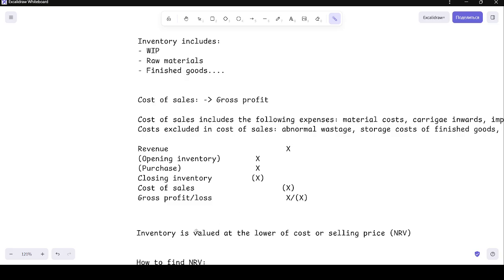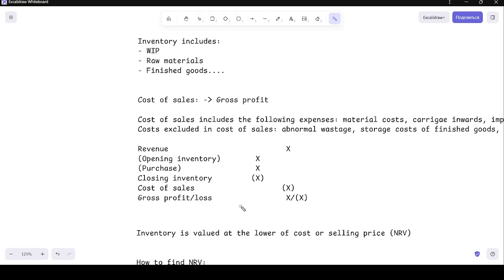How do we find our cost of sales? We have the revenue, and also we have the opening inventory, purchase, closing inventory, and cost of sales. In financial accounting, you will use your opening inventory, purchase, and closing inventory to find your cost of sales. After that, we will find gross profit. Cost of sales equals opening inventory plus purchase less closing inventory. This gives us our cost of sales. After that, we deduct the cost of sales from revenue to find our gross profit or loss.